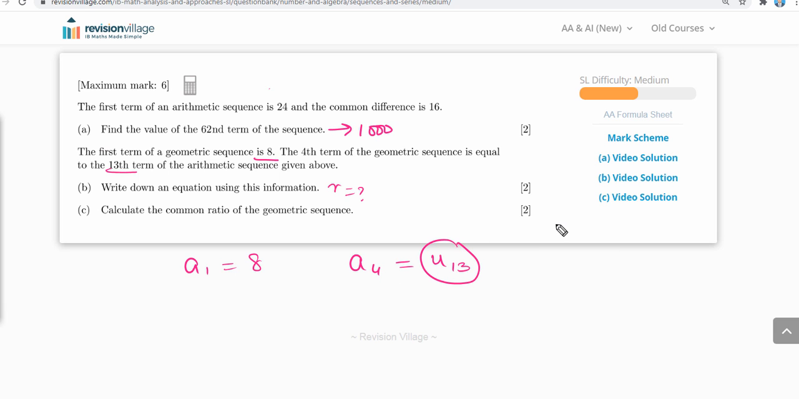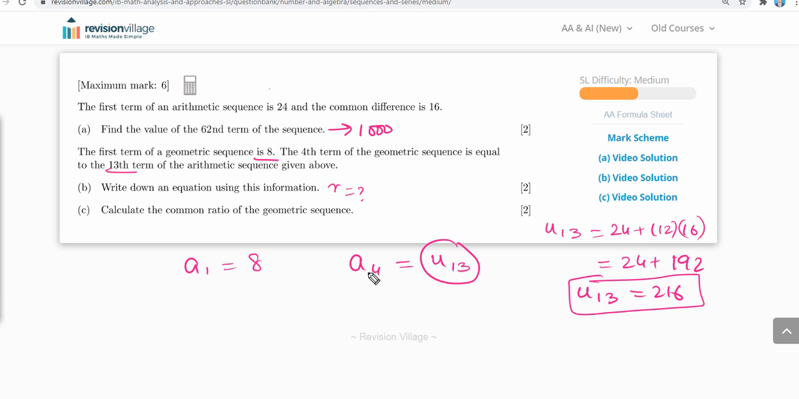So u of 13 will be equal to the first term, that is 24, plus n minus 1, that is 12, times the common difference, that is 16. So 24 plus 12 times 16. So 12 times 16 will be equal to 192, and 192 plus 24 will give us 216. So the 13th term is equal to 216. So now the 13th term is equal to the fourth term. So the fourth term of the geometric sequence will become equal to 216.